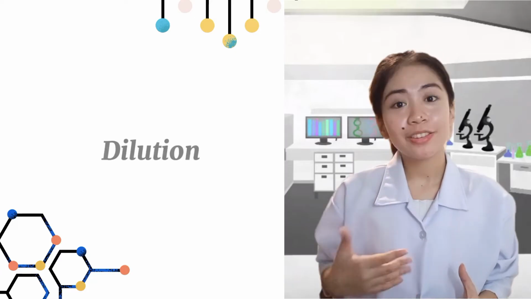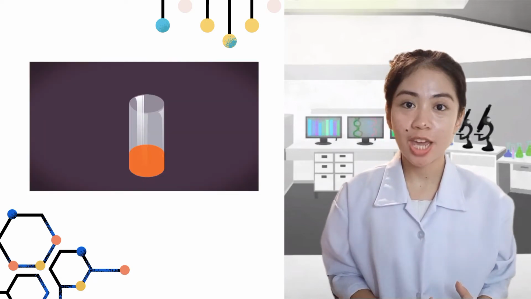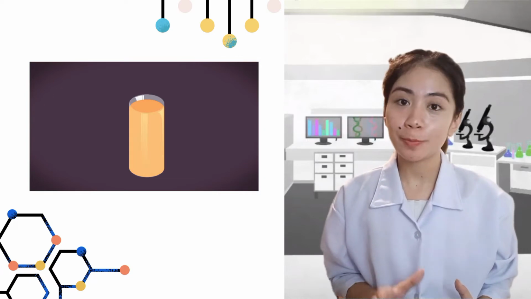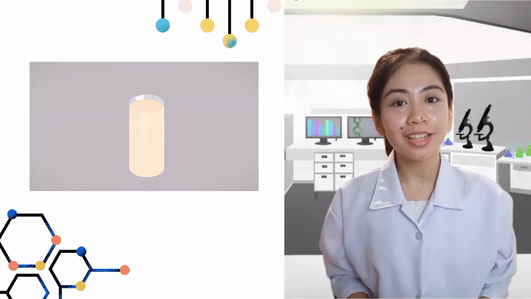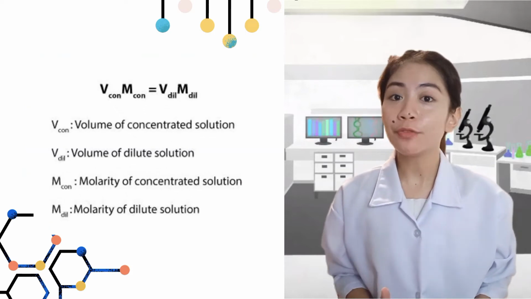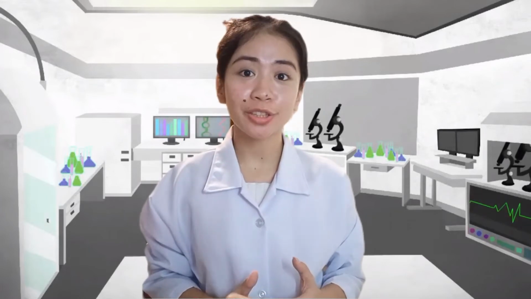On the other hand, dilution is the addition of solvent to a solution to decrease its concentration. The volume of solvent needed to prepare the desired concentration of a new diluted solution can be calculated using the formula M1V1 equals M2V2. Calibration curve is a plot of instrument response to analyte concentration.